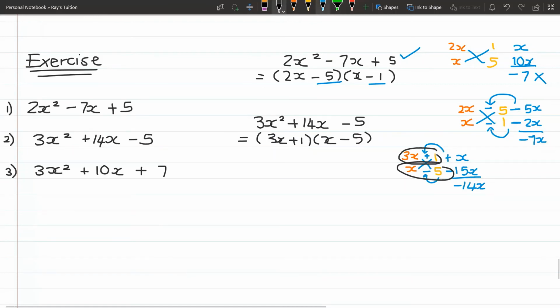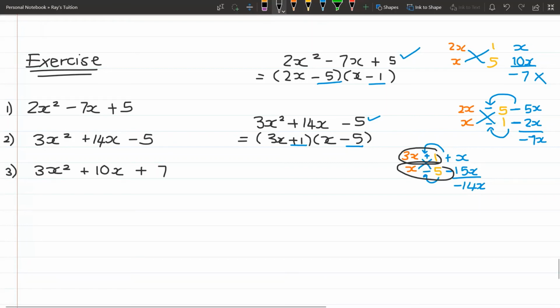Finally, do your check. Always do your check. 1 times negative 5 is negative 5. So that works out. So our check is just multiplying the last term in each bracket and seeing that we get the last term of the trinomial. Let's do the last one.